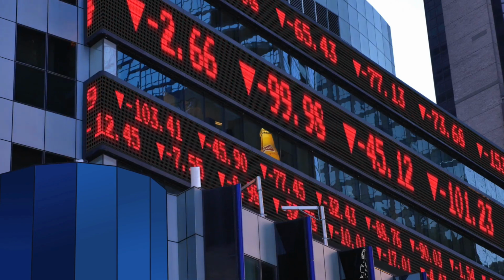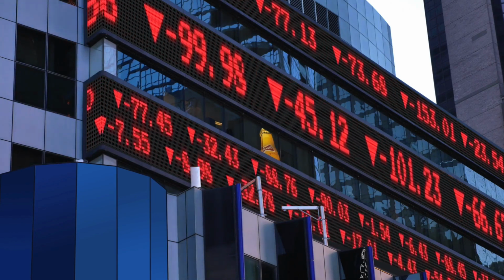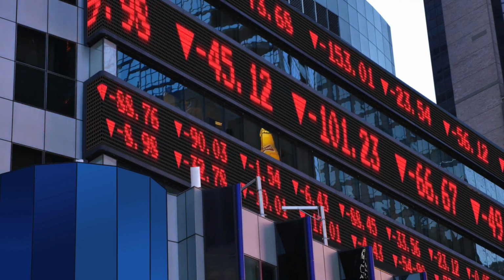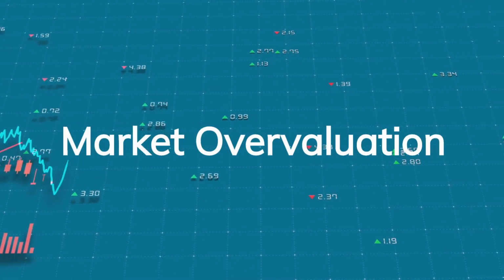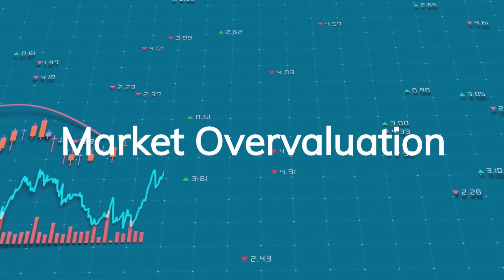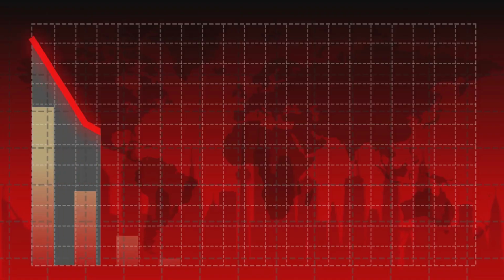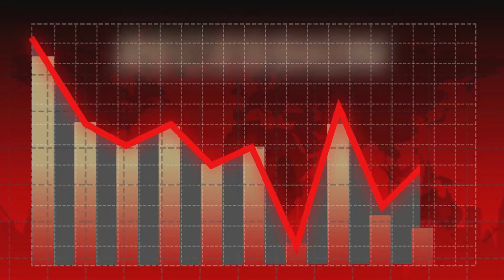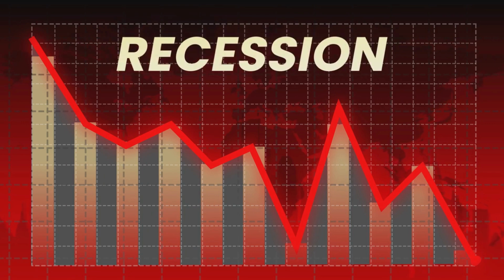So, what causes a lost decade in the stock market? Here are a few key factors. Market overvaluation. Often, markets become overhyped, leading to inflated stock prices that can't be sustained. Economic recessions. Economic downturns lead to lower corporate earnings, impacting stock prices negatively.